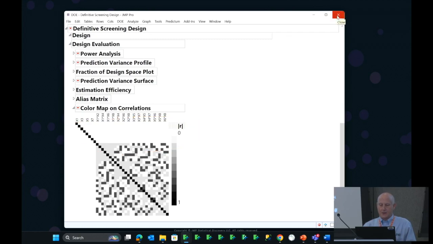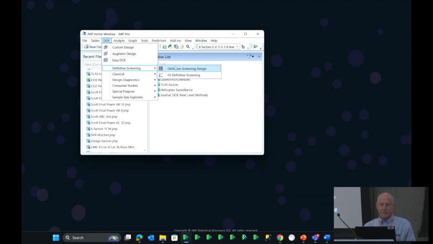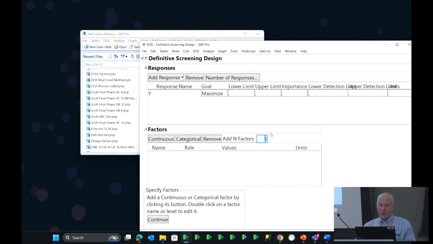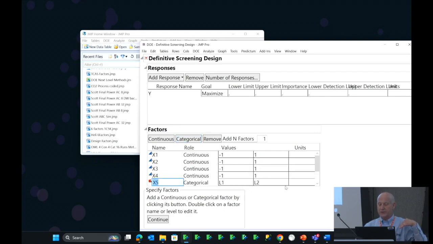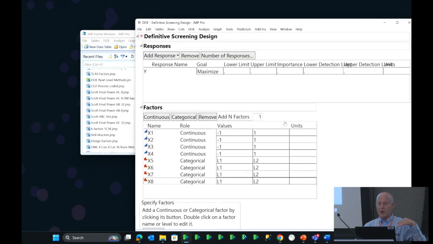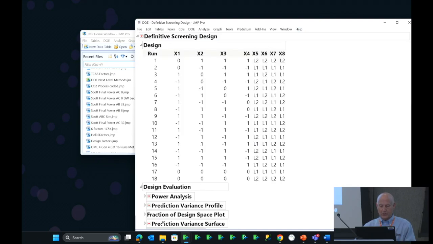Okay, let me do that same type of design, but now I'm going to have 4 continuous and 4 categorical. But notice here when I click categorical, I don't get a list of how many levels like you've been seeing in the past, because you're only allowed to have 2 levels here. So once again, if you have a 3 or 4 level problem, you're not going to be doing a definitive screening design or an orthogonal mixed level design. But if that's all set to go, we'll do the same thing here, make the same number of trials.